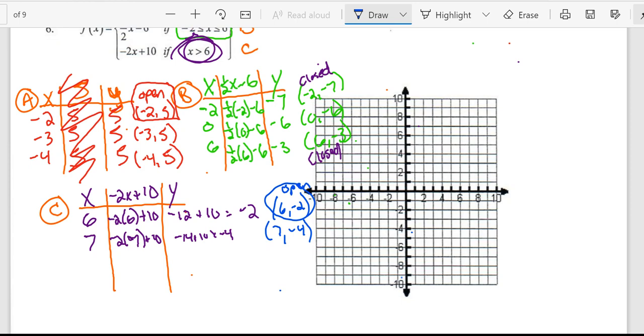So we go ahead and graph. I'm going to start with A, negative 2, 5. That's an open circle, so I'm going to put an open circle there. Negative 3, 5. Negative 4, 5. All right. Maybe I should have color coded it. I'll try to color code it from here on out. The next one we have the green. So for the green section of the graph is negative 2, negative 7. 0, negative 6. And 6, negative 3.